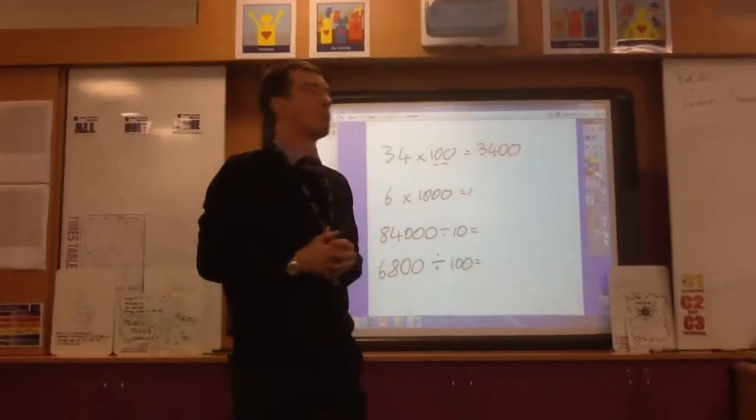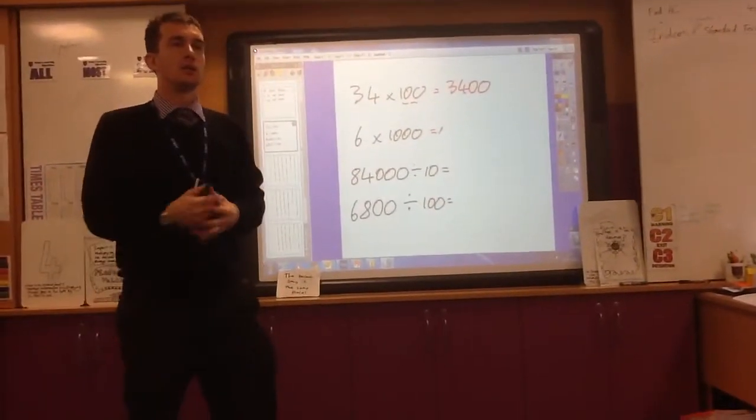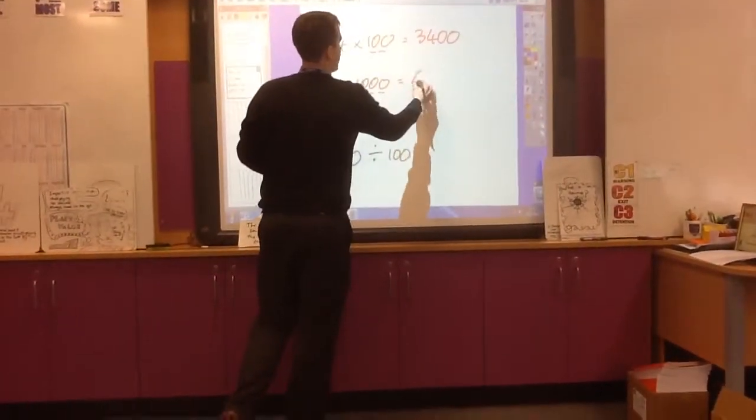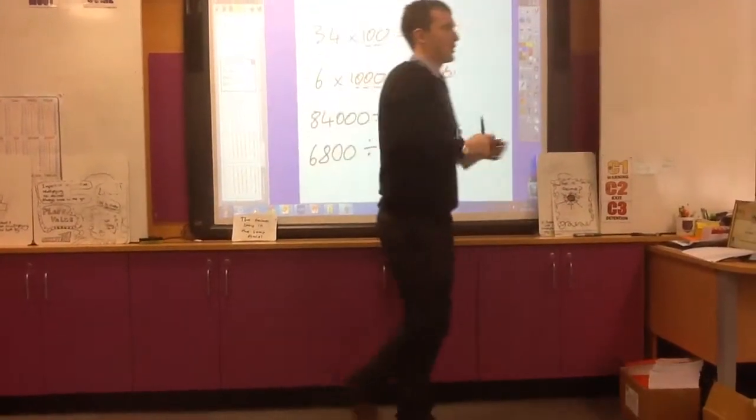Okay, next one, 6 times 1,000. 6,000. And why have you come up with 6,000? Because 6 is one digit and then there's 3 zeros there, so I just added 3 zeros. Okay, so you've seen there, we've got the 3 zeros, so that becomes 6,000. Division, a little bit harder.